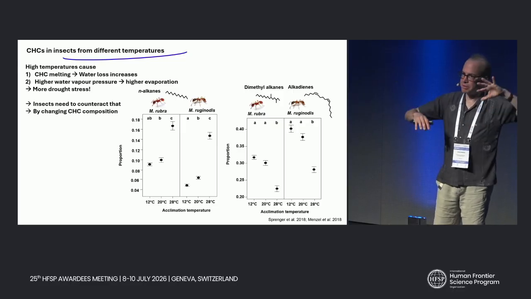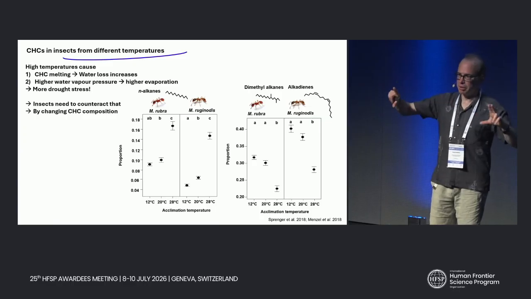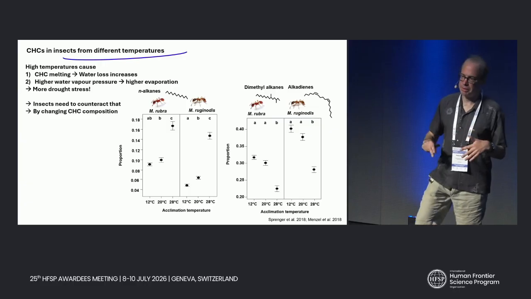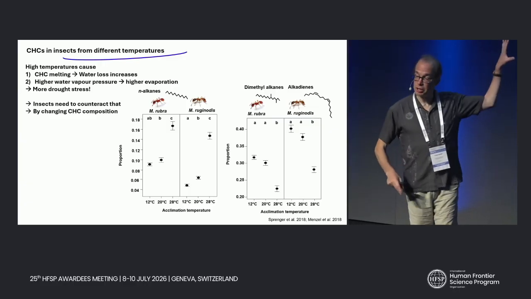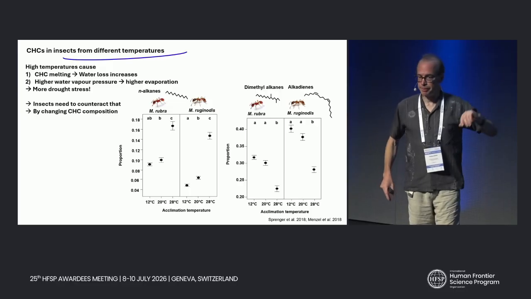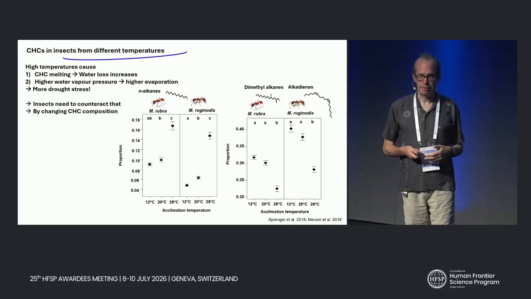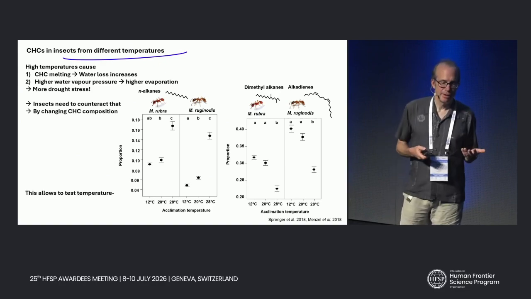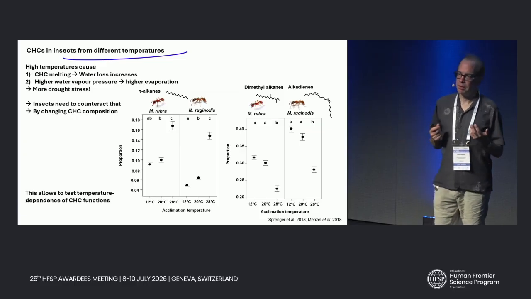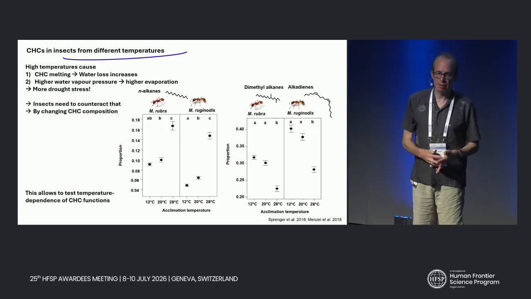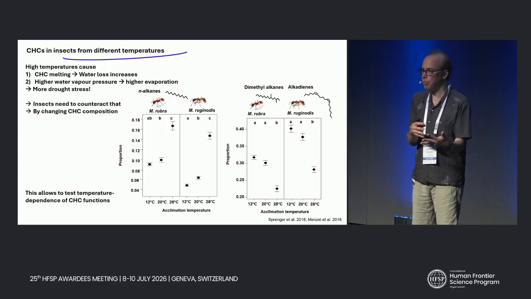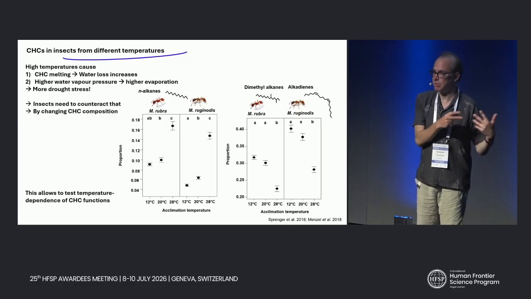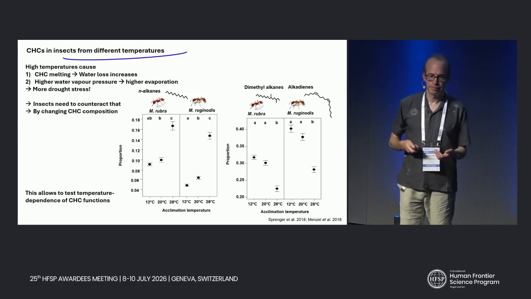That's actually not just a matter of mathematics, because there's a big chunk of intermediate hydrocarbons that can be up to 30 to 50% of the CHC profile, and they didn't change at all throughout the different temperature treatments. So we see that the insects really adjust to the current temperature, and that allows us to test temperature-dependent functions. So we can now test, okay, we keep the insect at 28 degrees, and then measure functional performance at 28 degrees, and then measure functional performance at a mismatched temperature when it's too cool or too warm, and what happens then.